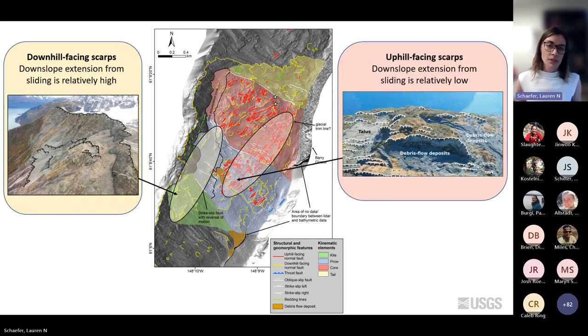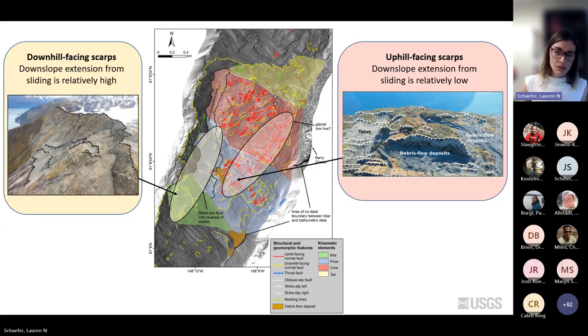And then in areas where the downslope extension from sliding is relatively low, we see an abundance of uphill facing scarps. This photo was taken in this area, looking downslope towards the water, and you can see all these uphill facing scarps in this photo here.